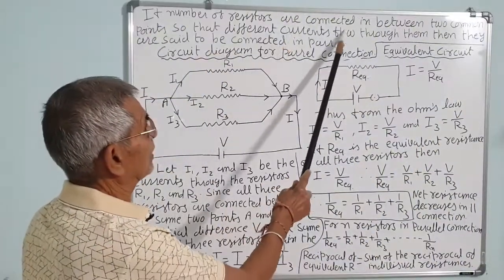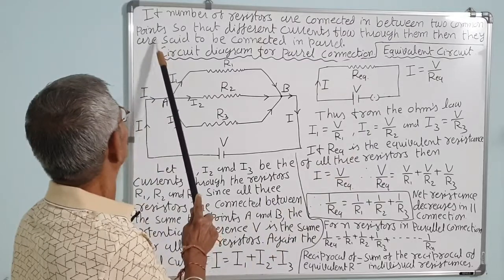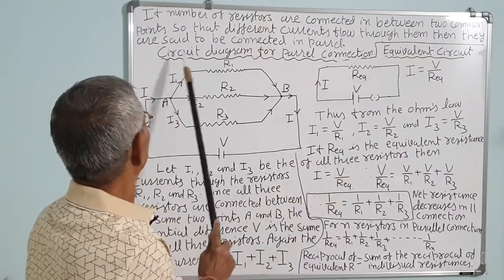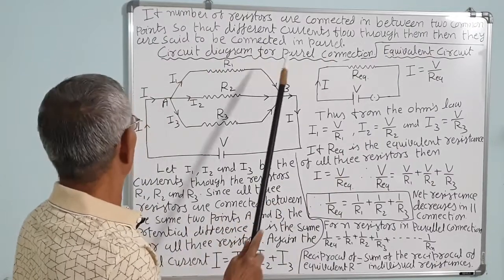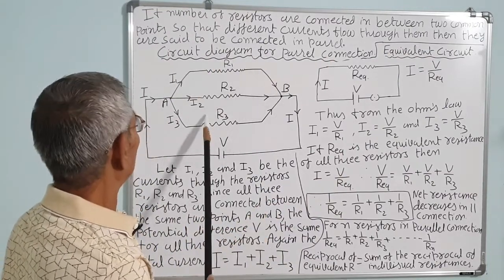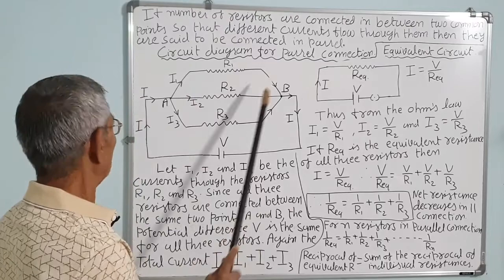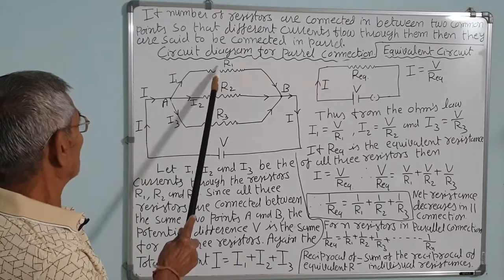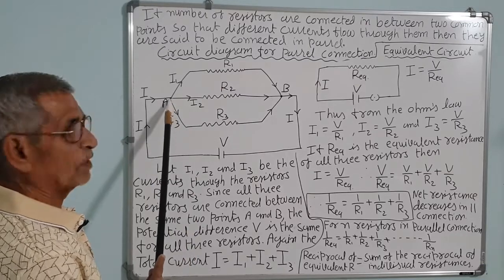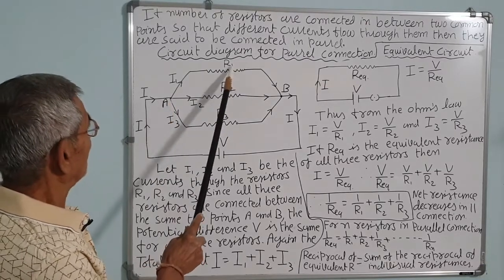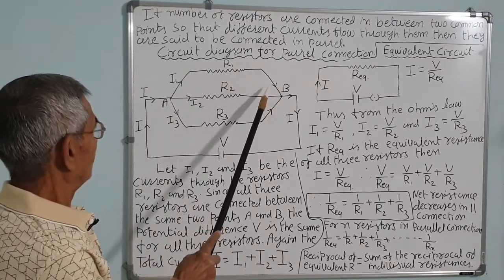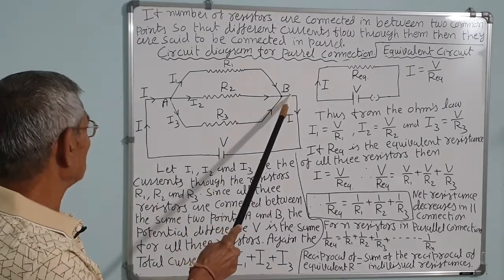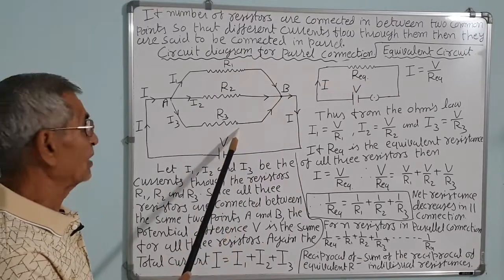Next is the parallel combination. When a number of resistors are connected between 2 common points so that different currents flow through them, they are said to be connected in parallel. This is a circuit diagram for parallel connection. You can see one end of all resistors R1, R2 and R3 is connected to one common point A, and the other end of R1, R2 and R3 is also connected to the common point B. Such a connection is said to be a parallel connection.